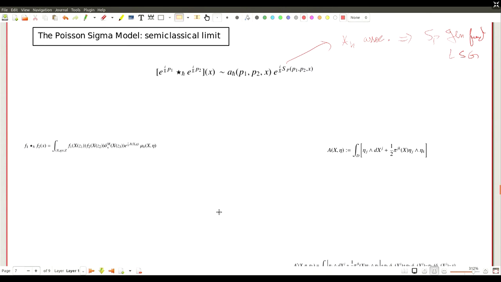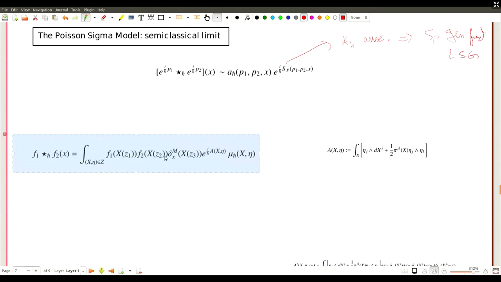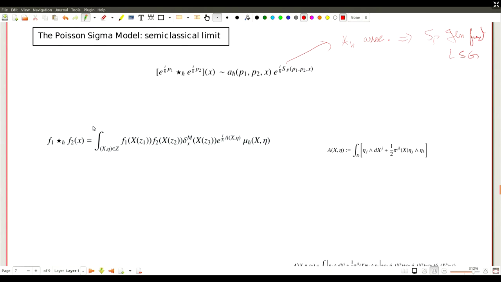So let me go very, very quickly about this. Now, I did this exercise of taking the Kontsevich star product, but writing it as a formal path integral like this, where the action that appears is the Poisson sigma model action that was discovered by Ikeda and Schaller-Strobl.